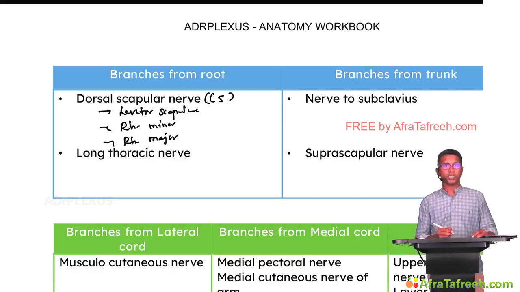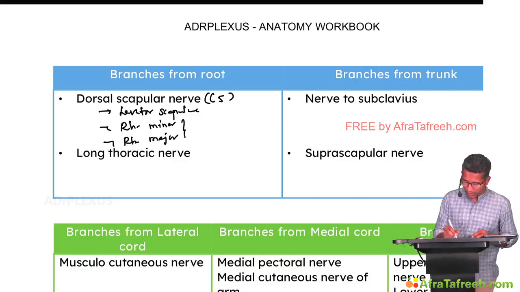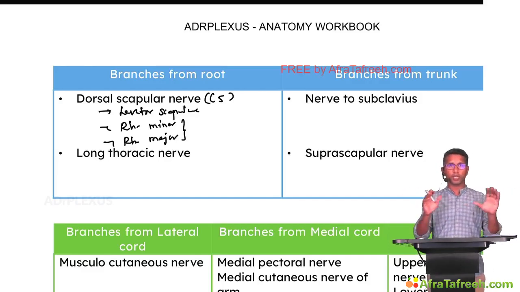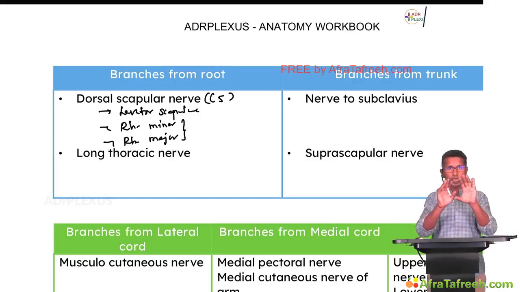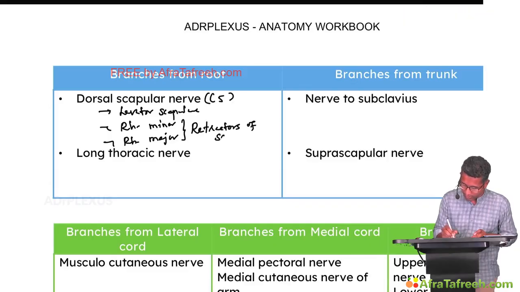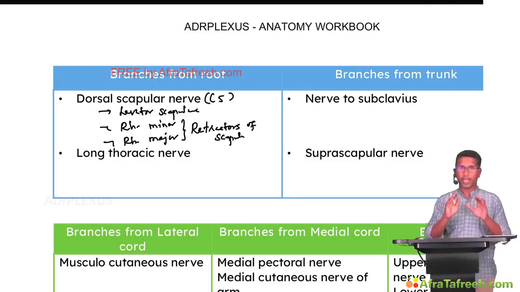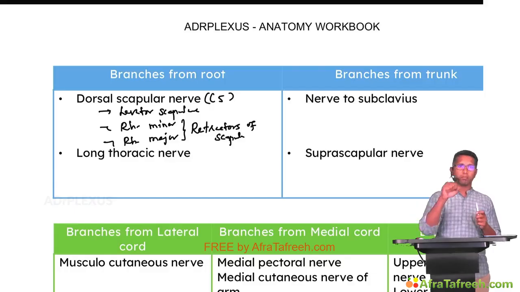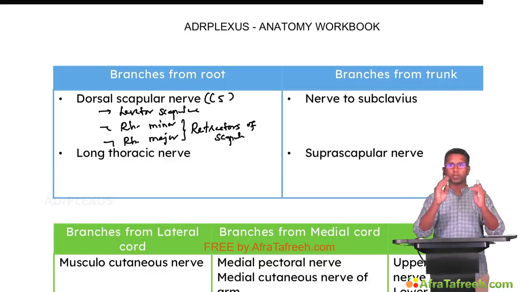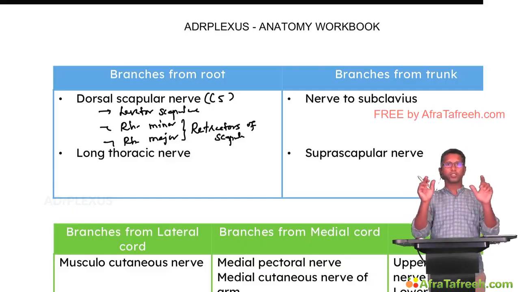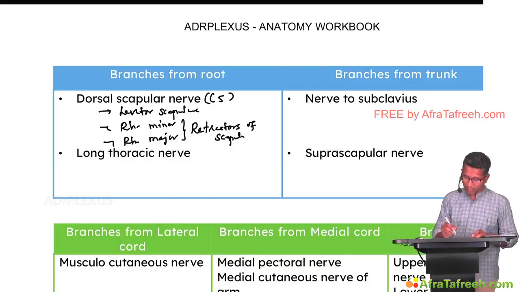Rhomboides minor and rhomboides major are called the retractors of the scapula. If you take your two scapulae close together, it is called retraction of the scapula. Scapula can also move forward, which is called protraction of the scapula, like a punching action. When you punch, the scapula moves forward, so that is protraction. When you take the two scapulae towards one another, it is called retraction of the scapula.